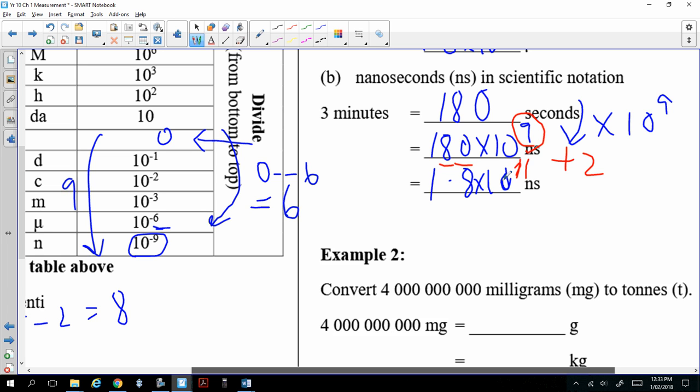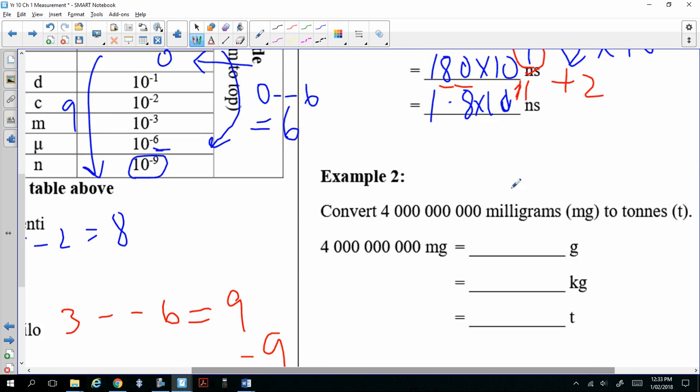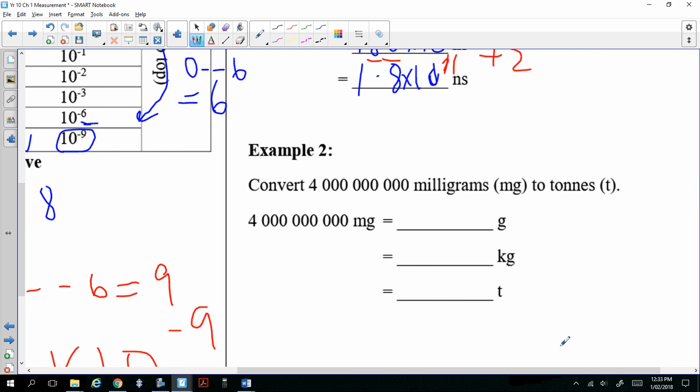Any question? All right, so now we know how to change from big to small. We can also change from a small unit, milligrams, to tons. So what do we do? First, we have to convert to grams first. Milligrams to grams. So we'll look at the table.